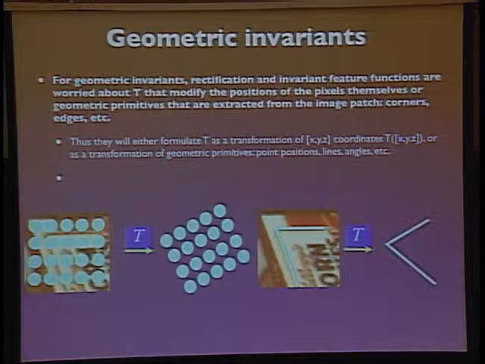And so, for example, you could say, well, what I want to do is have a feature function that is invariant to the rotation of this particular triple of points that makes this corner.